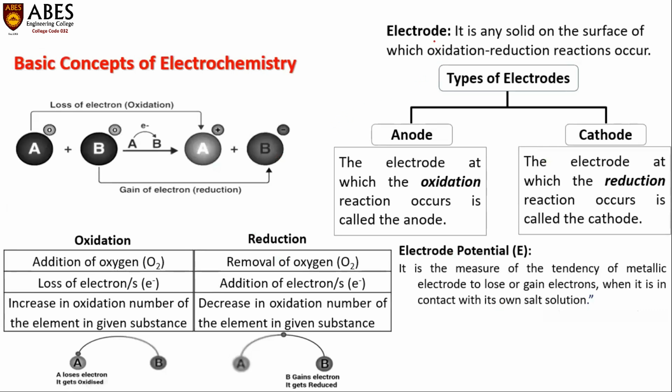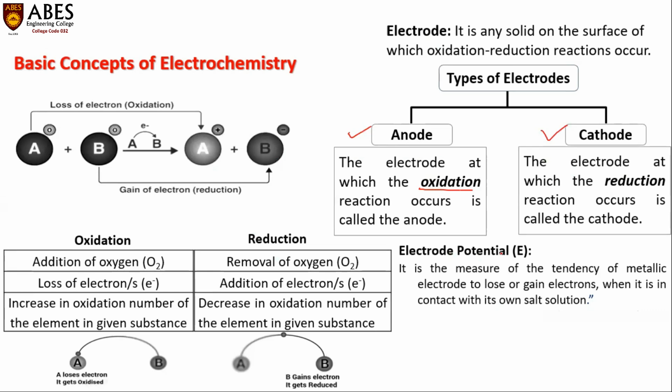Now, the term electrode. An electrode is basically any solid surface on which oxidation and reduction reactions take place. Electrodes are of two types: anode electrode and cathode electrode. Anode electrode is the electrode at which oxidation reaction takes place, and cathode electrode is the electrode on which reduction reaction takes place.